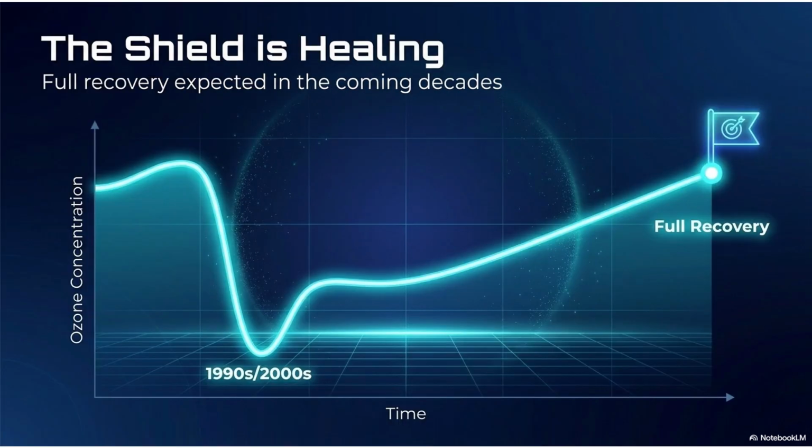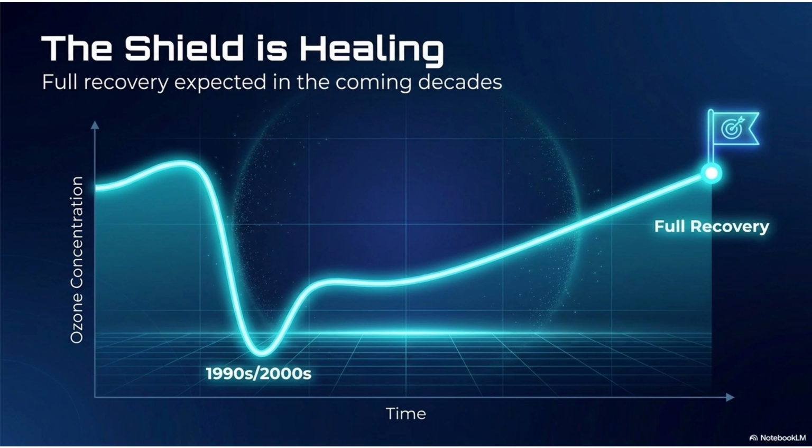And now we have some good news. The ozone layer is showing signs of recovery because the use of many ozone depleting substances has been greatly reduced. First, ozone concentration declined. Then after action was taken, the trend began to improve.